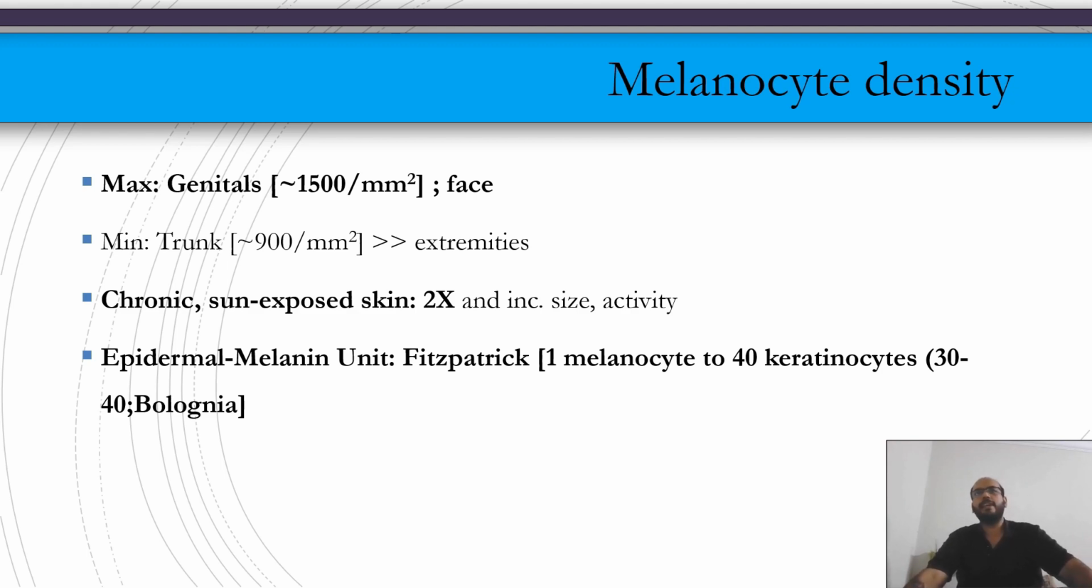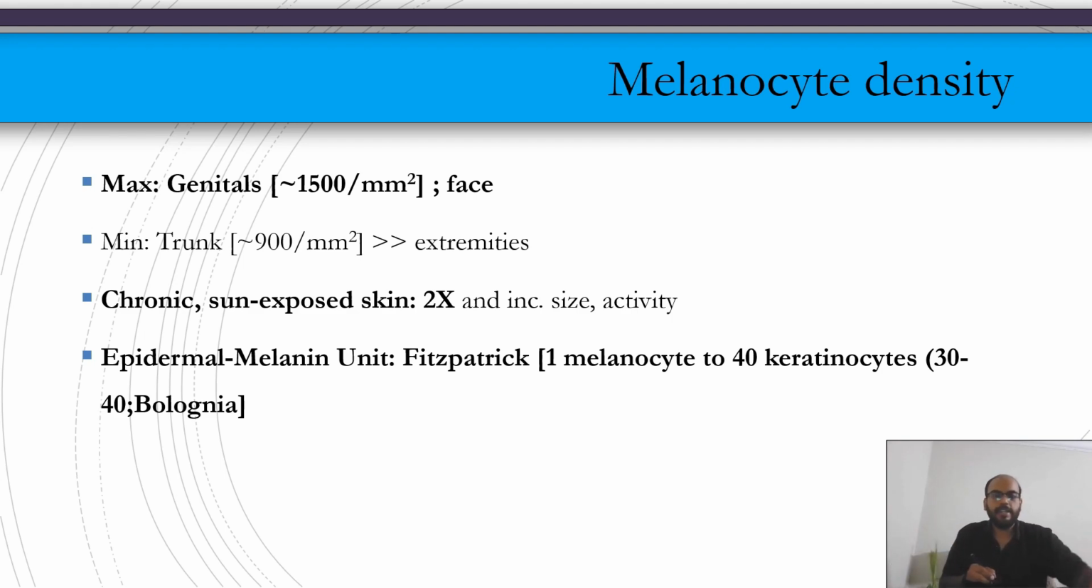Now, melanocyte density. Remember that the density is similar in different humans, and the variation in skin color is mainly because of the amount of melanin, the oxidation reduction of melanin, and the distribution of melanin to keratinocytes. It all depends on the process. It's a physiological process.